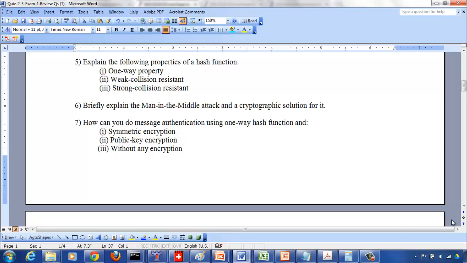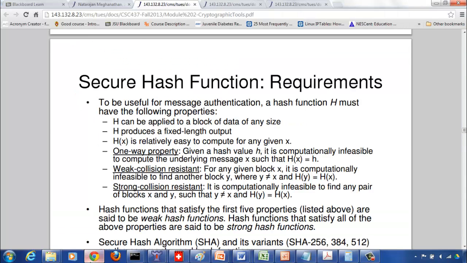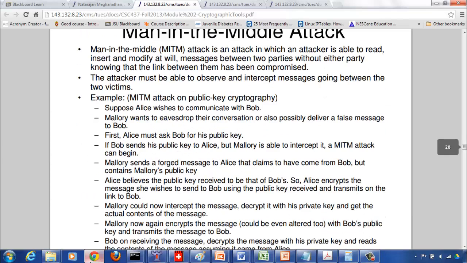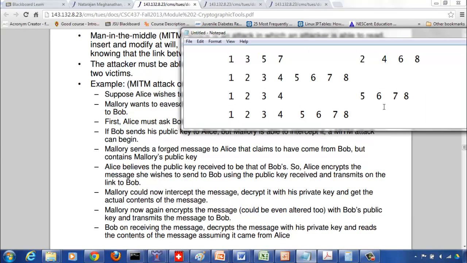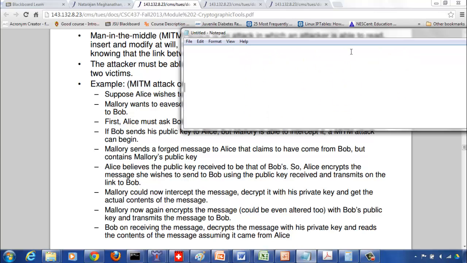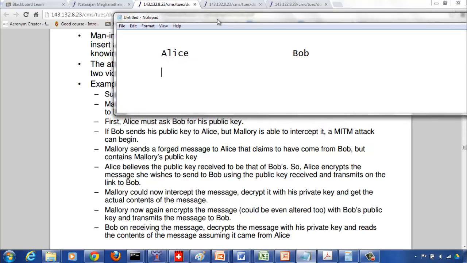All right, then man in the middle attack and the cryptographic solution for it, we saw that. So you have Alice trying to send something to Bob. Alice and Bob are communicating, and initially Alice does not have the public key of Bob. So Alice asks Bob to send his public key. So Bob sends his public key to Alice, but Mallory intercepts it. So Mallory has the public key of Bob.